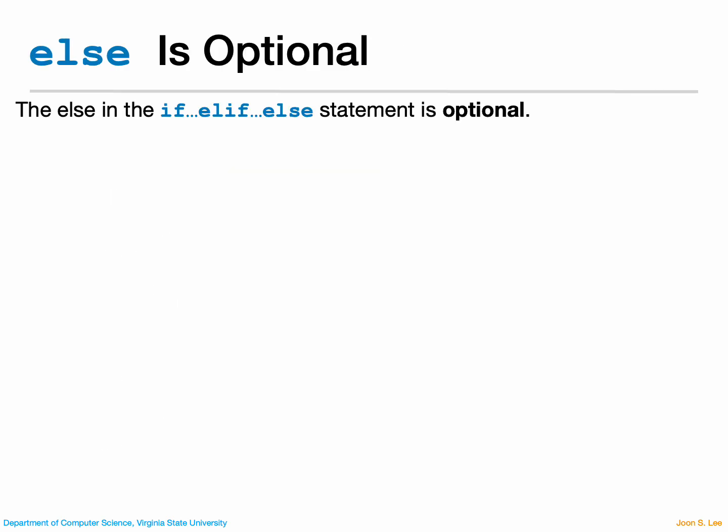One important thing to know is that the else part of an if-else statement is optional. That means you don't always have to include it. If you only care about certain conditions being true, you can just use if or if and elif and skip the else. In that case, if none of the conditions are true, the program simply does nothing and moves on. So else is useful when you want to make sure there's always a fallback action, but if you don't need that default case, you can leave it out.